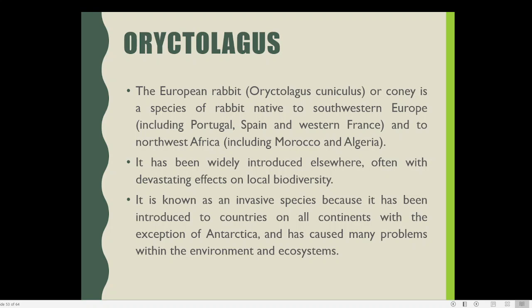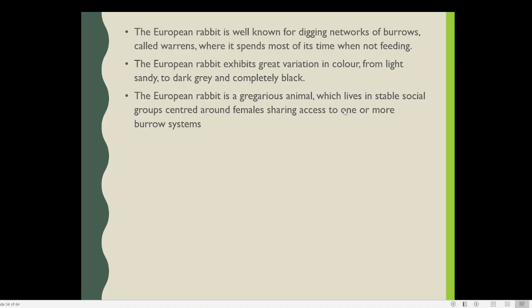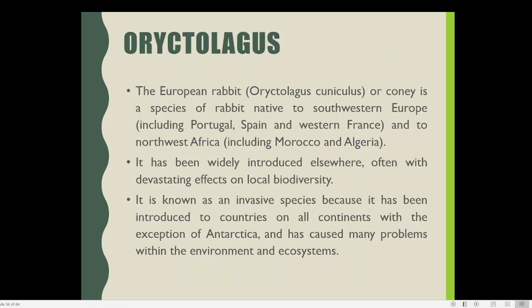So the native habitat of this species, Oryctolagus cuniculus, you can find here, and a picture of this Oryctolagus cuniculus is here. I will show you this Oryctolagus. That is popularly known by the name coney. They are present in Portugal, Spain, and Western France.